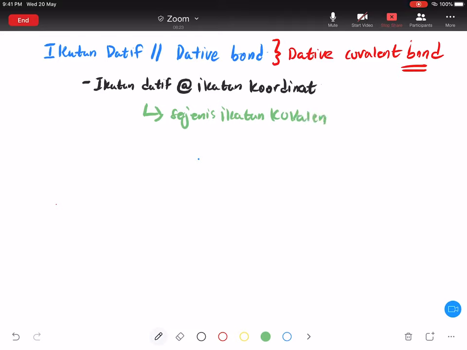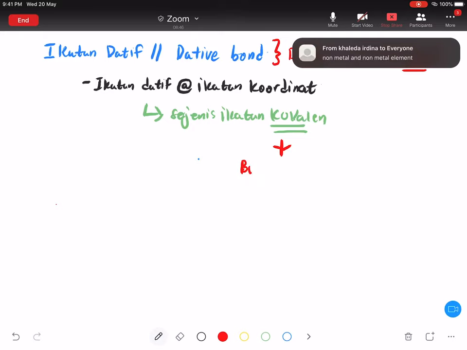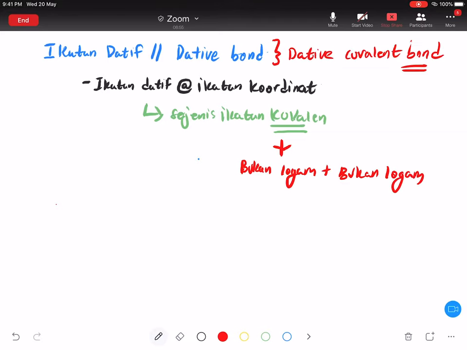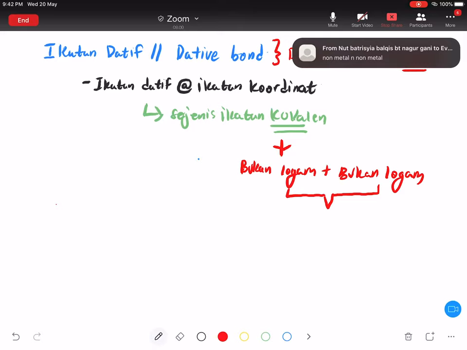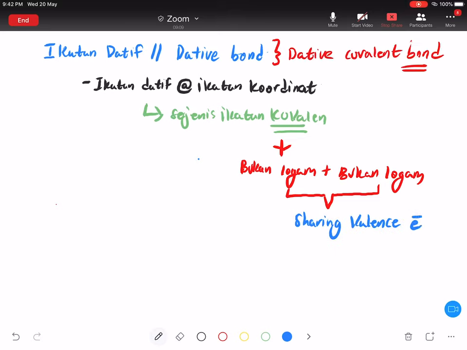But guys, can you tell me one thing? If I say this is a covalent bond, what and what will give you a covalent bond? Yeah, non-metal. Very good. Non-metal plus non-metal. How do they form this bond? By sharing valence electrons. If I have A and B, how is a covalent bond formed? When A gives one electron and B gives one electron to share, it becomes one covalent bond.